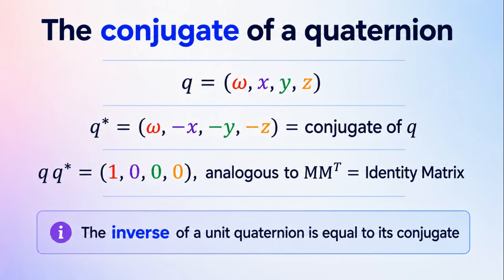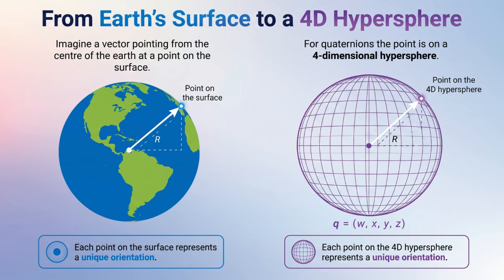Imagine a vector pointing from the center of the Earth at a point on the surface. The tip of the vector represents a unique orientation on the sphere. For quaternions, the point is on a 4-dimensional hypersphere.